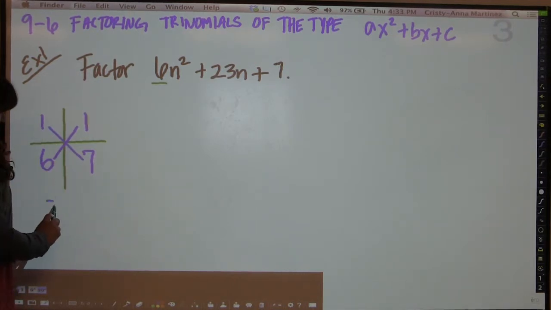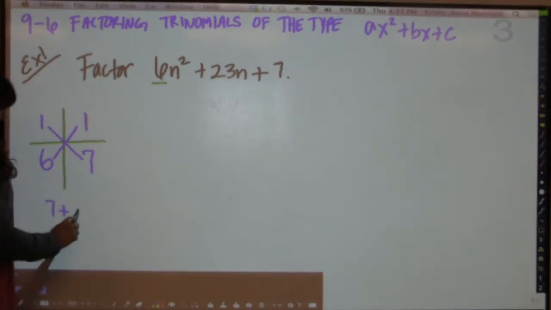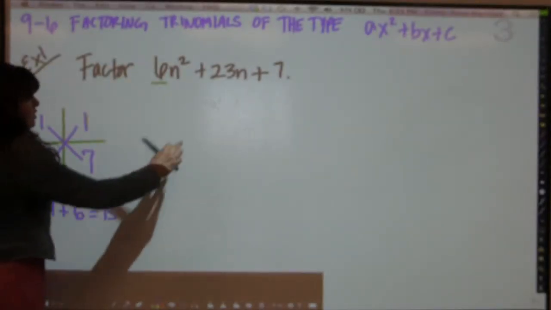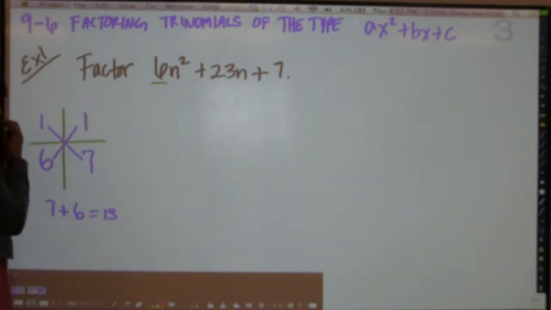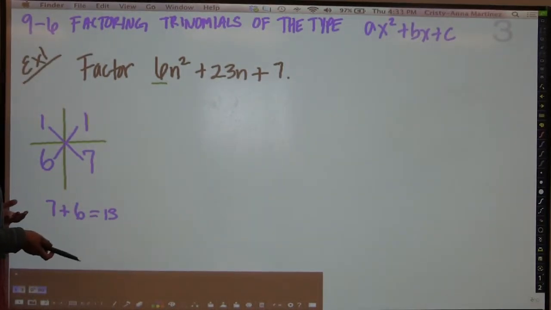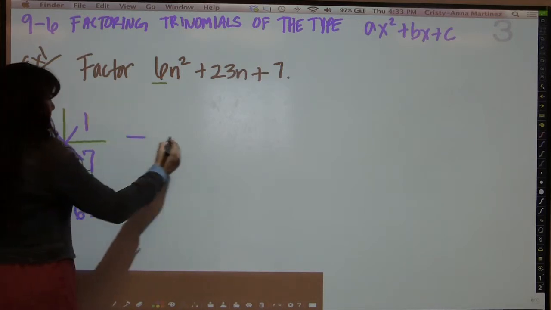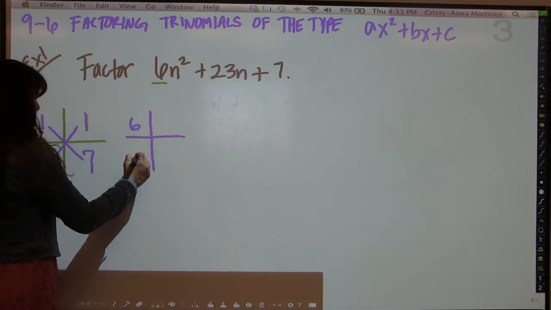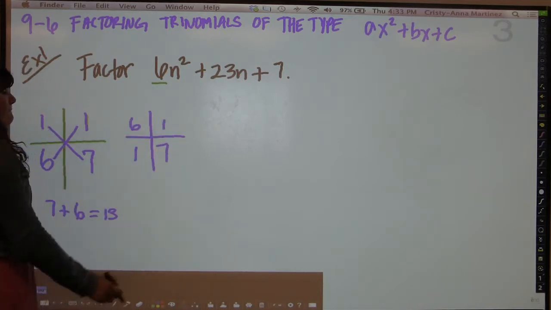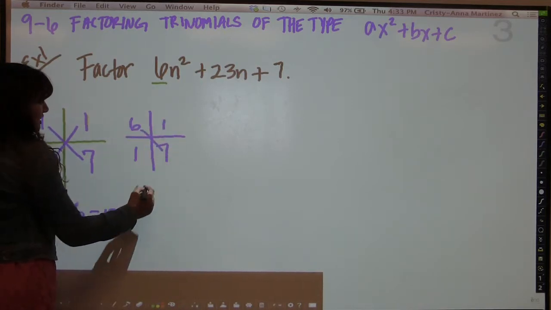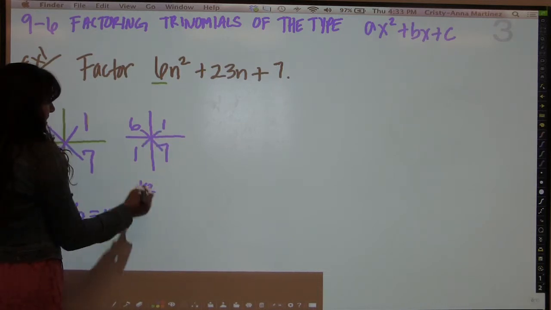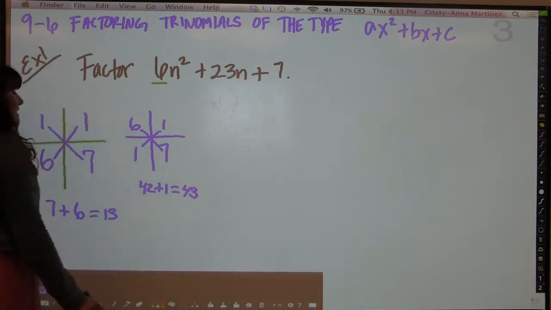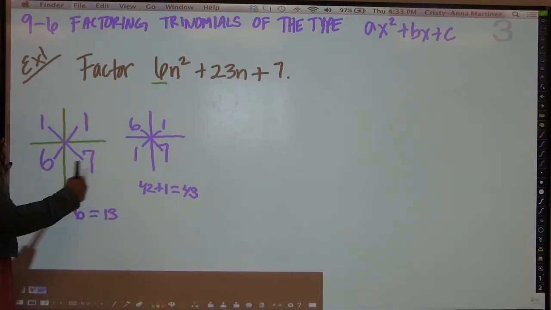1 times 7 is 7. And 6 times 1 is 6. And 7 plus 6 is 13. But we need a 23. So that doesn't quite work right. But you can actually do a couple of things. You could even say, well, okay, what if I put these in different positions? What if I move the 6 and the 1? Okay, then I'm going to go 6 times 7 is 42, and 1 times 1 is 1, and 42 plus 1 is 43. So in this case, neither one of those options work.